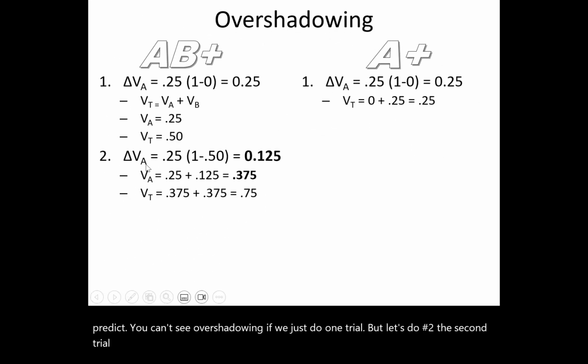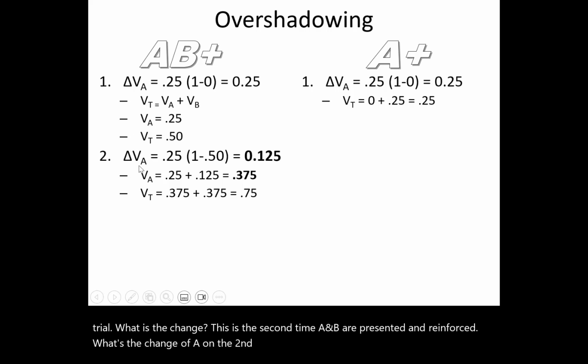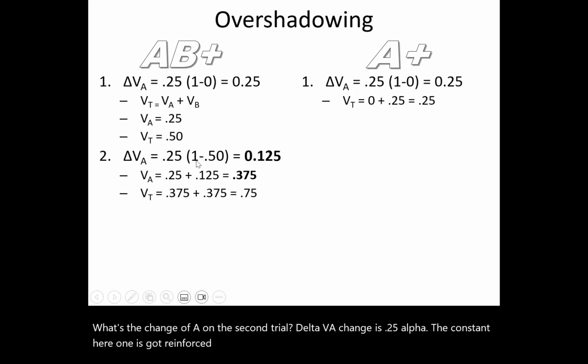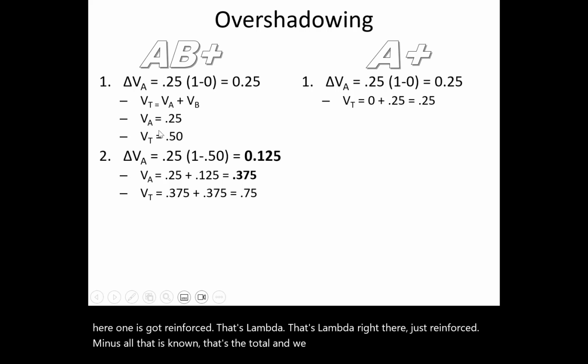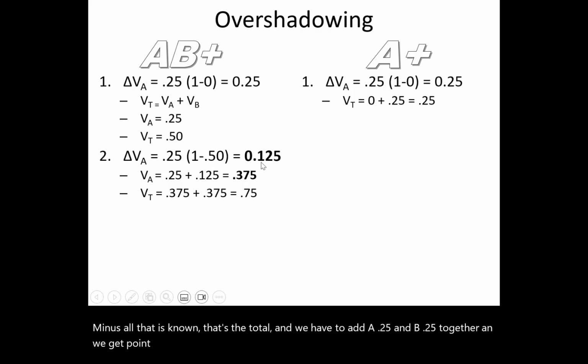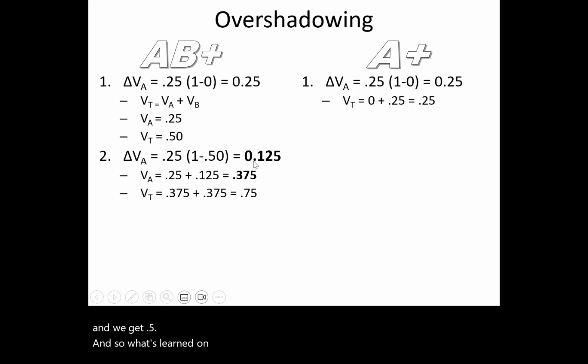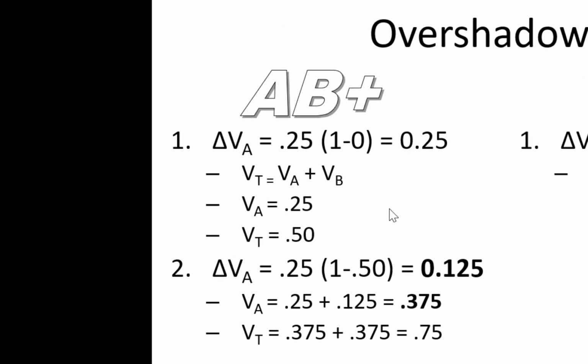What is the change? This is the second time A and B are presented and reinforced. What's the change of A on the second trial? Delta VA change is 0.25. Alpha is a constant here. 1 is got reinforced. That's lambda. It's just reinforced. Minus all that is known. That's the total. And we have to add A, 0.25, and B, 0.25 together, and we get 0.5. And so what's learned on the second trial is 0.125, just quantifying it.